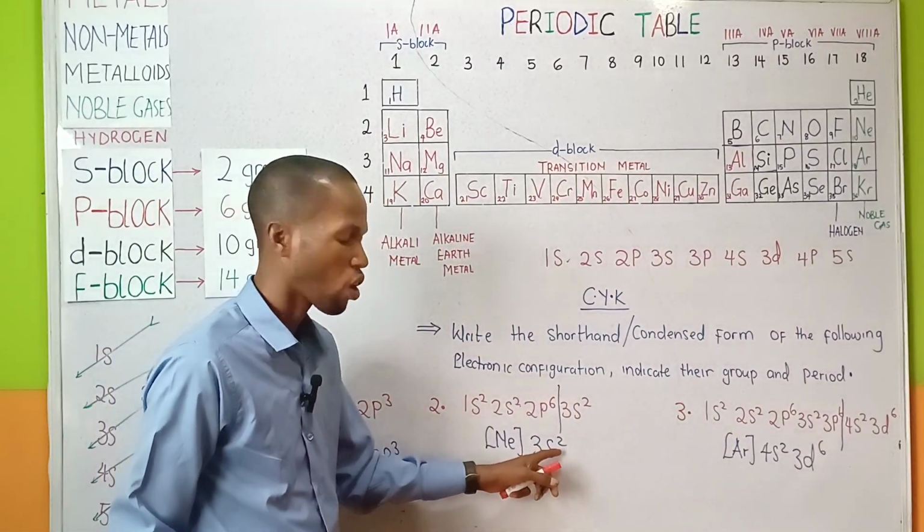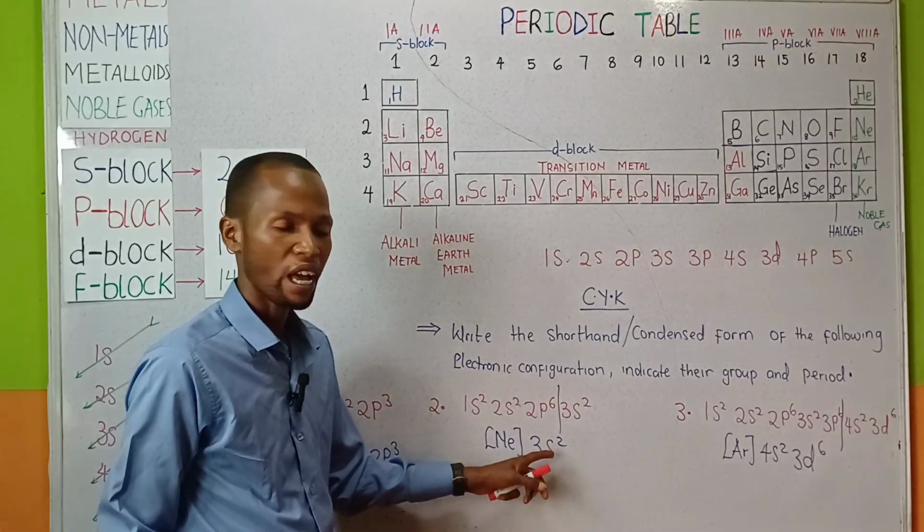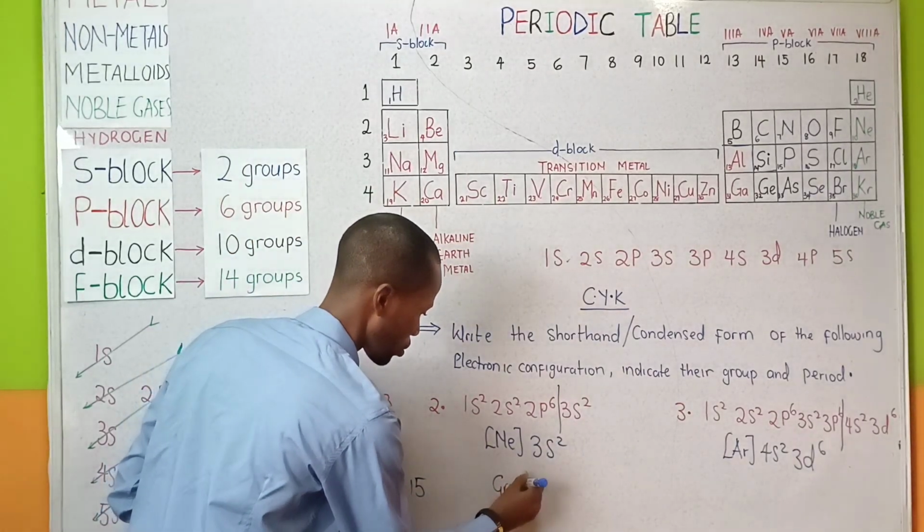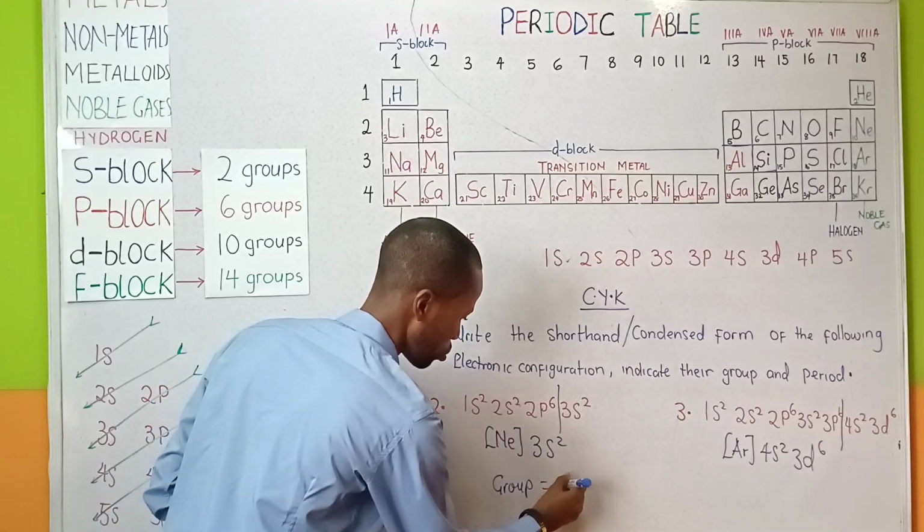Here we are having the configuration ending with what? 3s2. So this is S block. The group is what? Group 2.